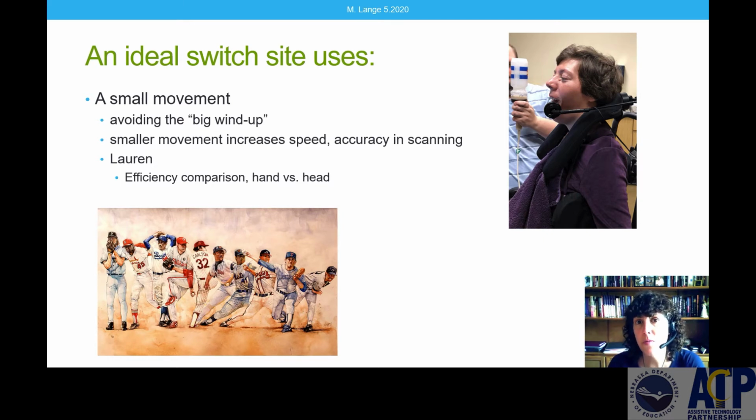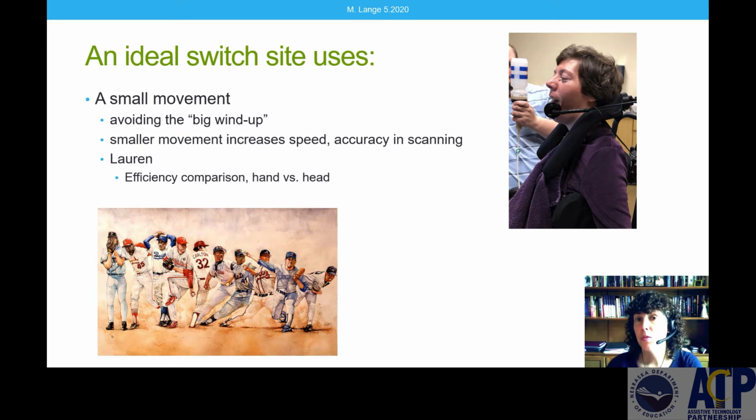So we want to avoid the big wind up and find as small a movement as possible, because that's going to increase speed, particularly speed of scanning, but speed of switch access. And it can often increase accuracy in scanning as well. I'm less likely to miss my target. For example, we have Lauren here. Now, Lauren, when she was younger, was able to use her hand to reach out and directly access the display on her communication device. But as she got older and hit her early teens, it was getting harder and harder, and she was using a very large movement, and it was wearing her out.